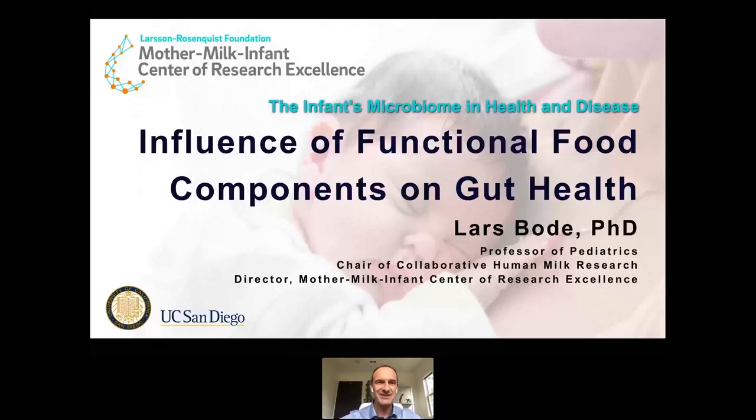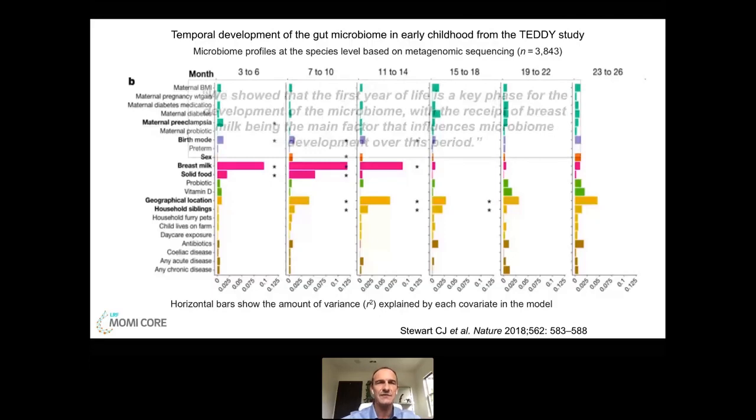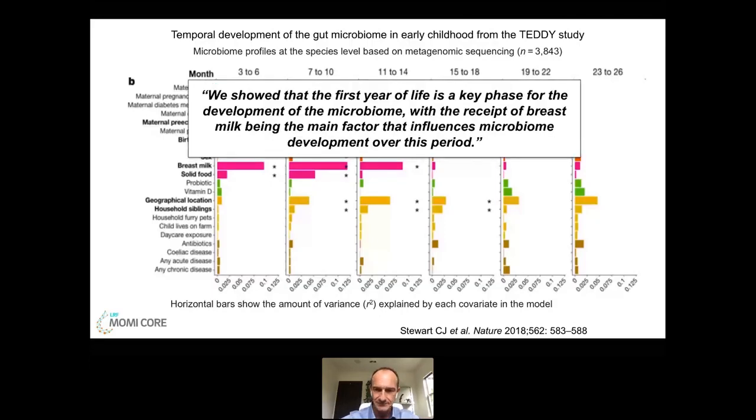Okay, so we talked a lot about how important the gut microbiome is, especially early on, for lifelong health and development. And I'm really going to dig into what is in human milk. You've seen this slide from Chris Stewart's paper in Nature, which specifically highlighted this large impact of breast milk on the developing gut microbiome. So for us, the question is, what is in breast milk, what is in human milk, that really drives this major variation in gut microbiome that then has long-lasting effects?